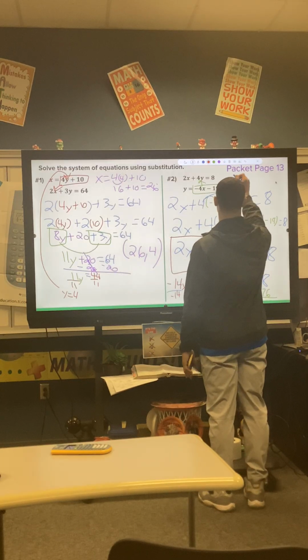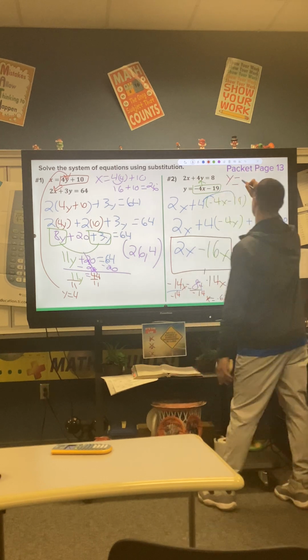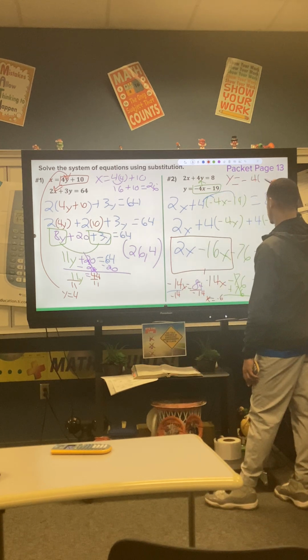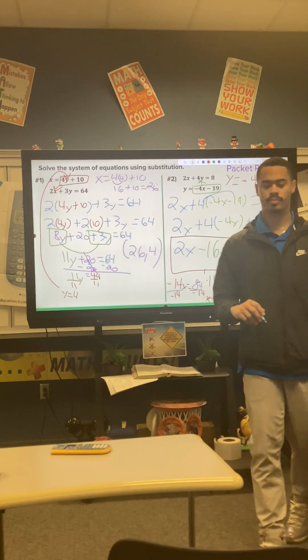Now, I'm going to substitute x in for this equation. So I'm going to have y is equal to negative 4 times a negative 6 minus 19. Negative 4 times negative 6 is 24, and then 24 minus 19 should give me 5. So I know my coordinate point and my solution is negative 6 and 5.